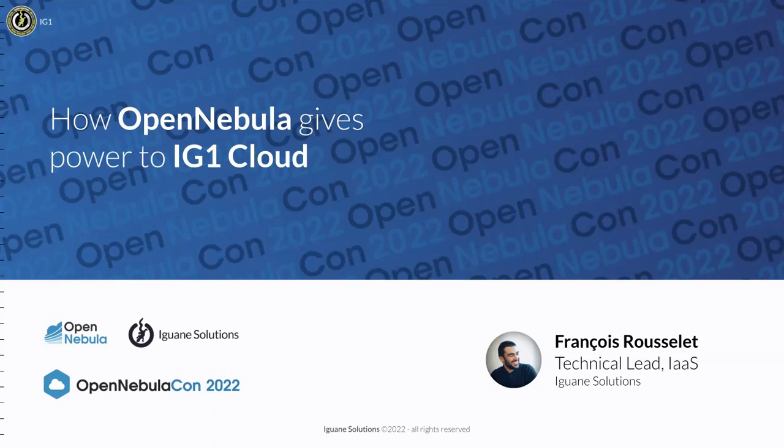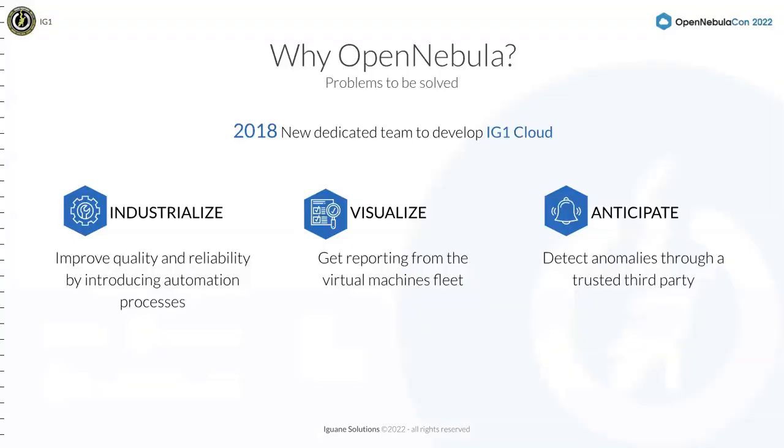So let me start with some history. Why OpenNebula, and what problems were to be solved? Some kind of context.